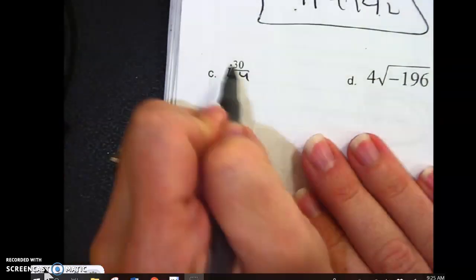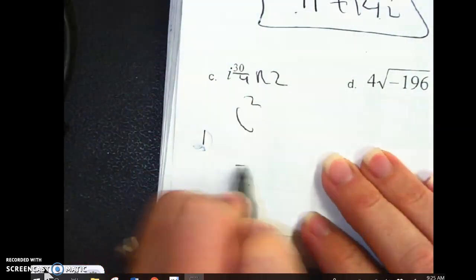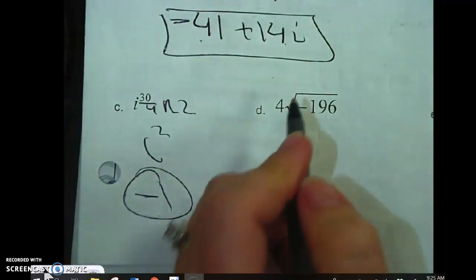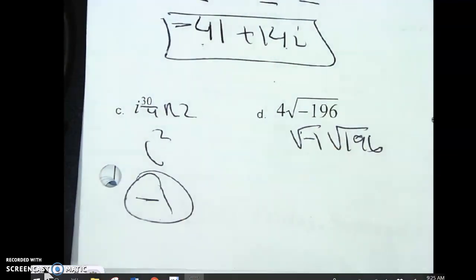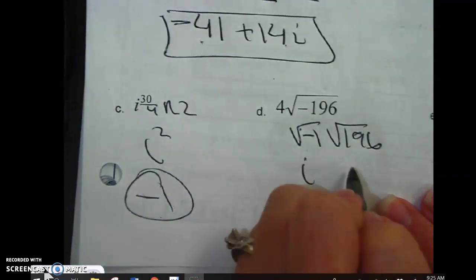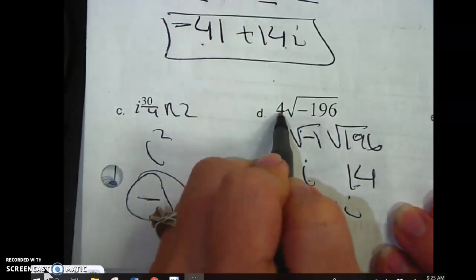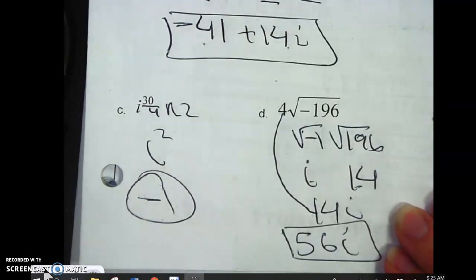i to the 30th is just dividing by 4. It goes in 7 times, remainder 2, so that's i squared, and i squared is negative 1. That's it. This is the square root of negative 1 times the square root of 196. Yes, you need to show your work. This is an i, this is a 14. i times 14 is 14i. But now I have times 4. 14 times 4 is 56i.